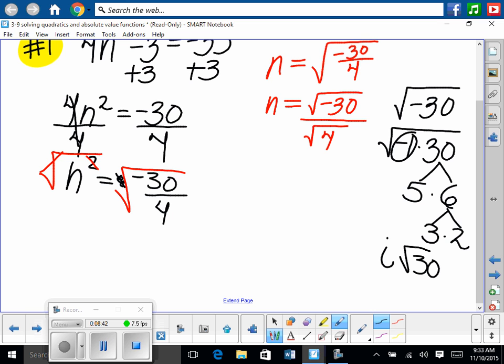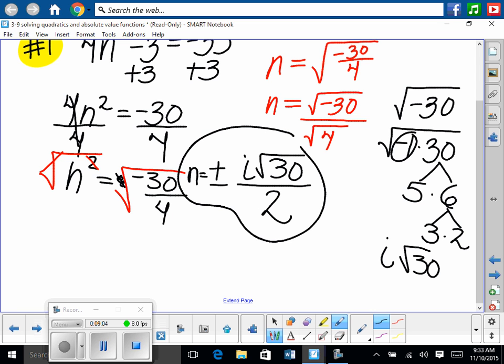Do you all understand that? So on top, we have i square root of 30, and on bottom, we have what? The square root of 4 is 2. And then when we took the square root of both sides, we had to account for the plus and minus answer. So n is equal to plus and minus i square root of 30 over 2. Okay, questions on that one? No questions. Okay.